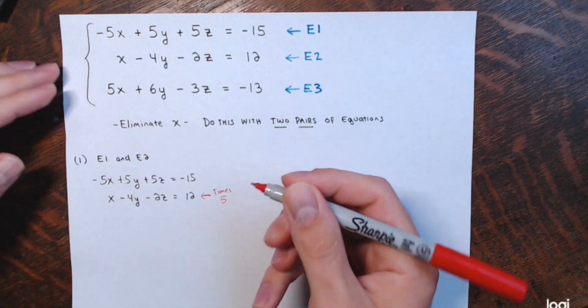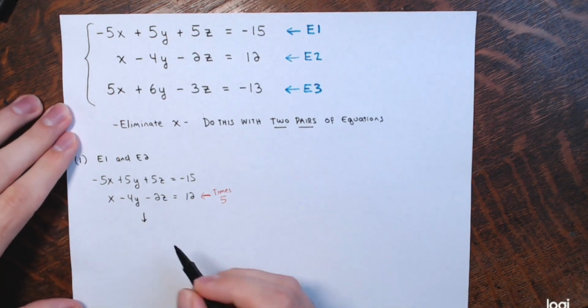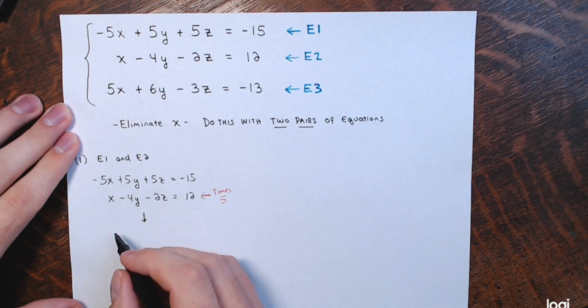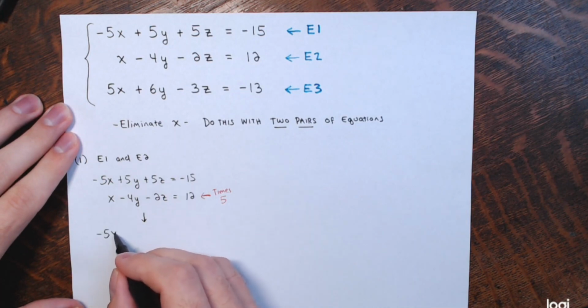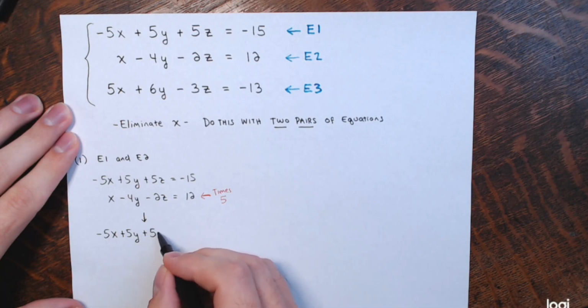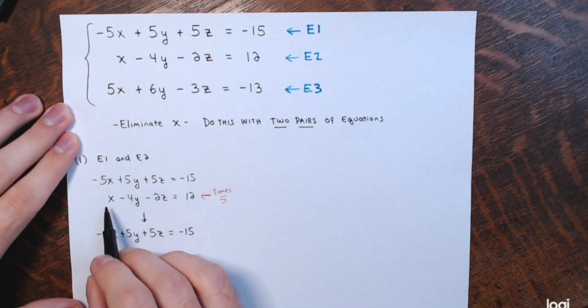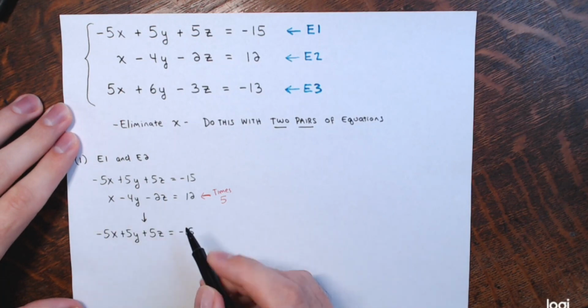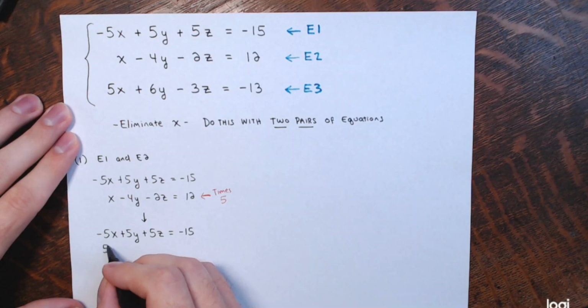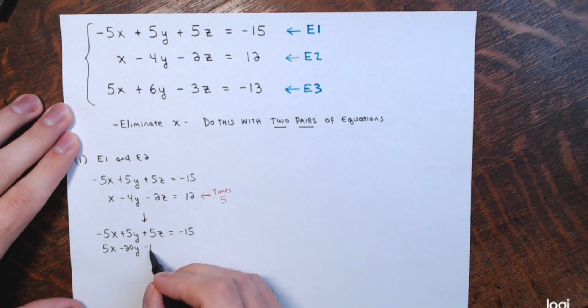So if I multiply by positive 5, here's what I'll get next. So the first equation, I'm not changing. Negative 5x plus 5y plus 5z equals negative 15. The second equation, I'm multiplying everything by 5. So you have 5x minus 20y minus 10z equals 60.